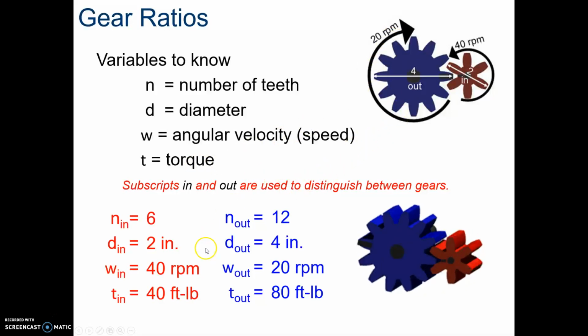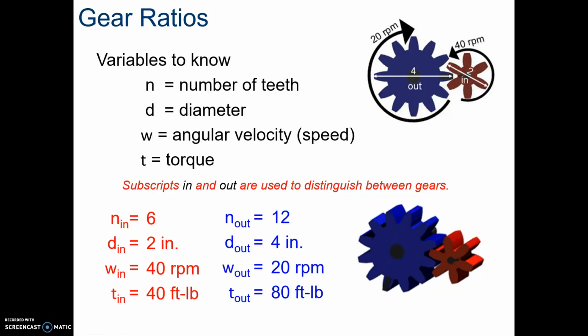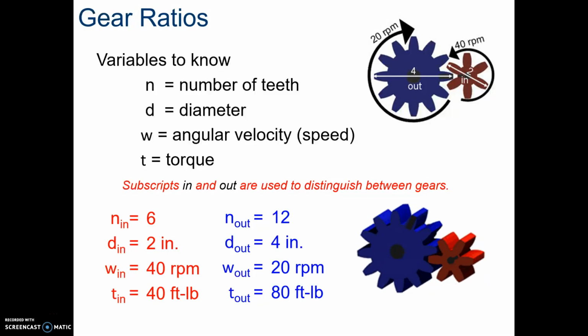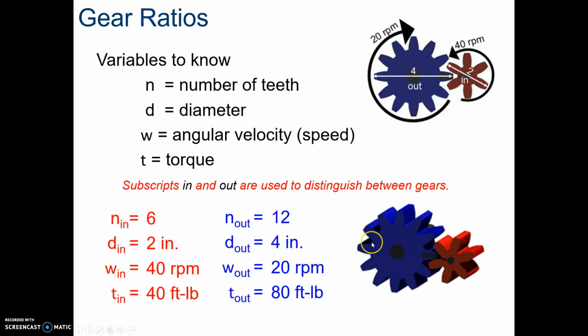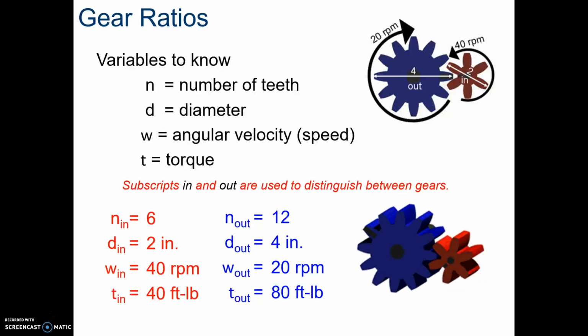So in these two gears, we have a red gear, which they're calling the N on the right side, that has six teeth, a diameter of 2 inches, an RPM of 40, and a torque of 40 foot-pounds. The blue gear, the out, has 12 teeth, a 4-inch diameter, 20 RPMs, and 80 foot-pounds of torque.